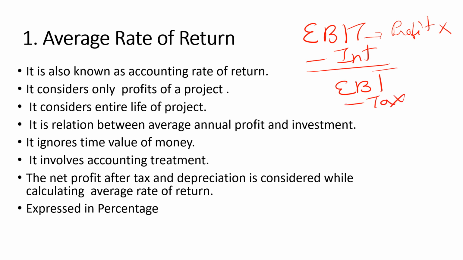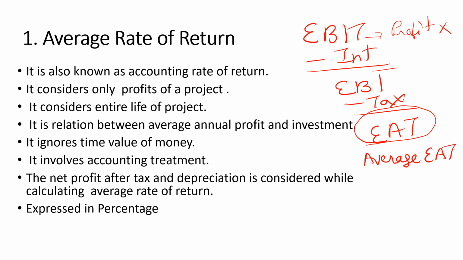Then the tax will be paid, and after this you will get the EAT, exactly earning after tax, and the average will be taken of this EAT. Average EAT, remember this: earning before interest and tax will not be considered as the whole profit for this. After payment of depreciation, taxes and interest, all these three things, the average profits will be calculated. Okay, then it is expressed in percentage. As the name suggests, it's a rate, so it will always be expressed in terms of percentage. That's all for average rate of return.